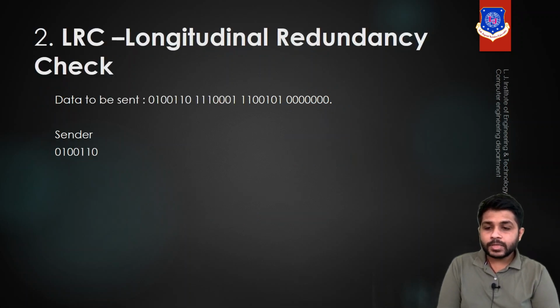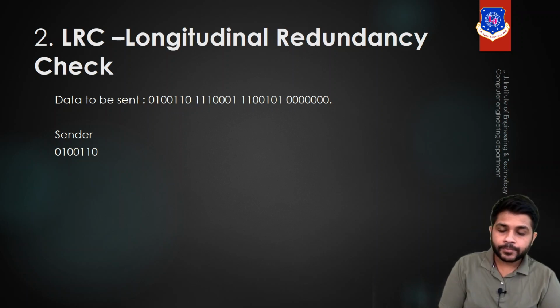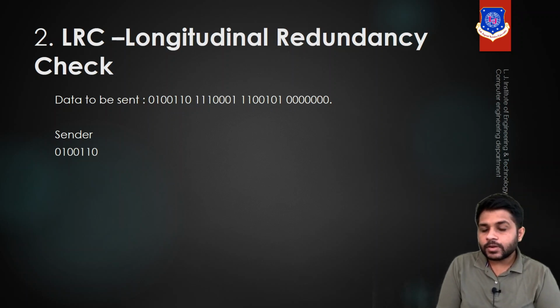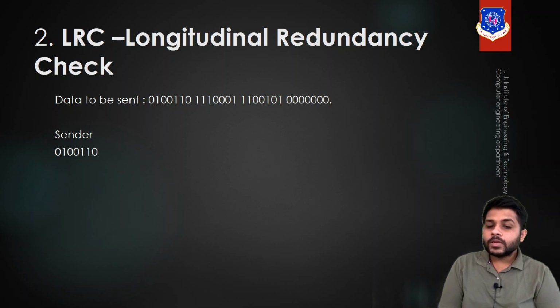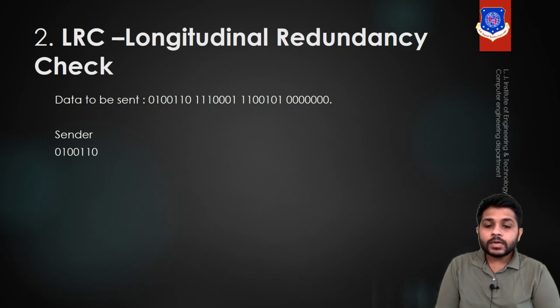Now let's see the second method, that is the LRC, which is the longitudinal redundancy check. We are seeing the same example, where the sender wants to send 28 bits of data. We know that the sender will not send this data directly. Before sending this 28 bits of data, the sender will divide this data into blocks. The length of a block is variable. We are assuming that right now the length of the block is 7 bits, so we will get 4 blocks. After dividing the data into blocks, it will be arranged in this form.